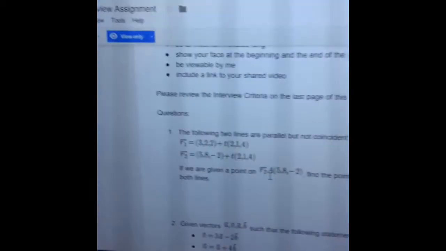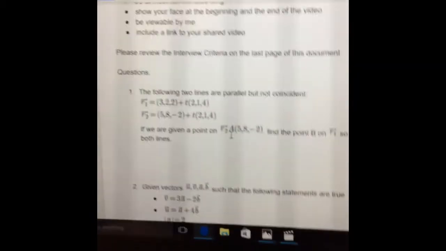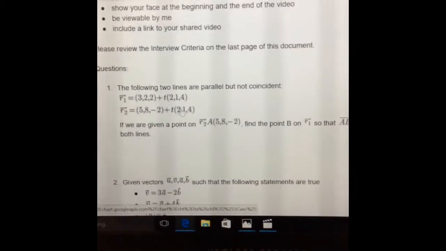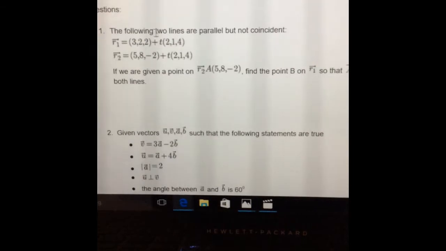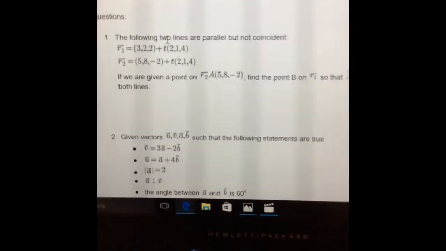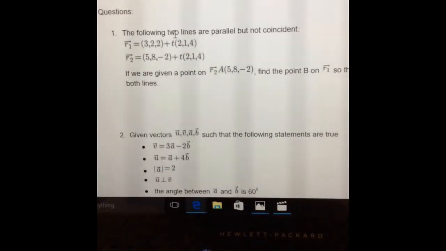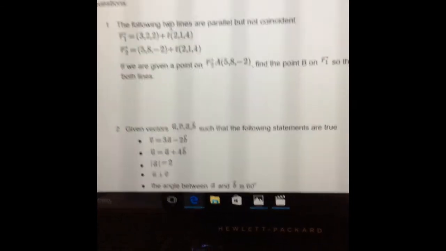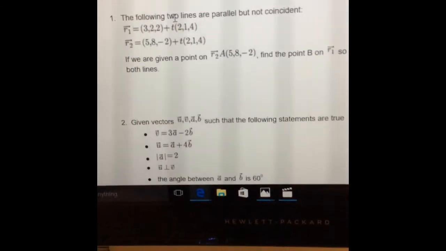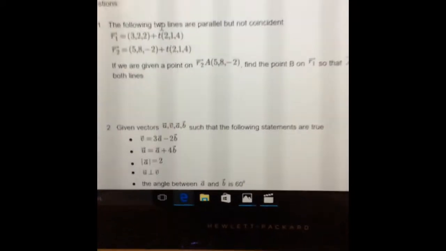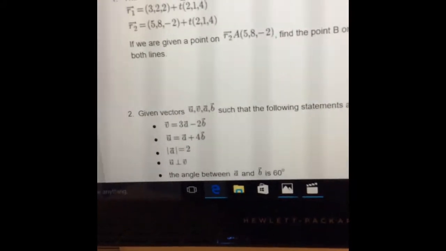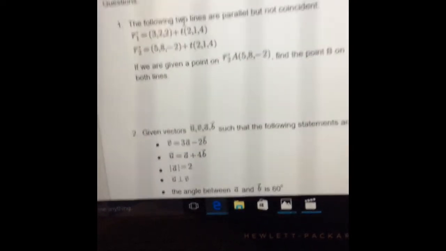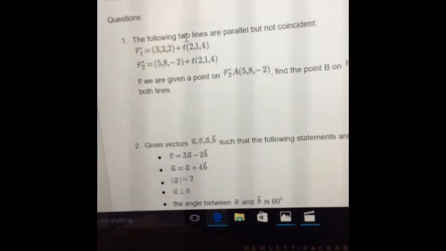Alright, so this is the calculus interview assignment, and let's start off with the first question. The following two lines are parallel but not coincident. r1 equals (3, 2, 2) plus t times the direction vector (2, 1, 4), and r2 is (5, 8, -2) plus t times the direction vector (2, 1, 4).